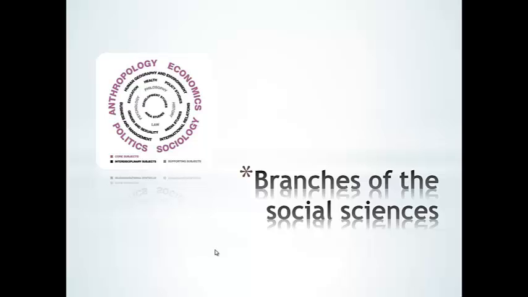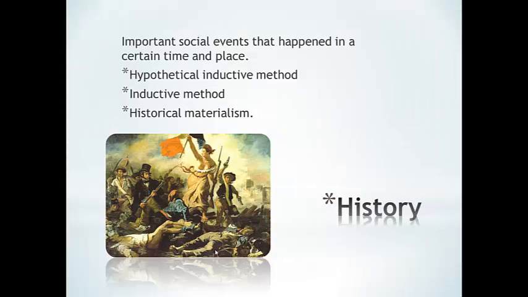Now, we're going to see the branches of the social sciences. The first one is history, and its subject of study is important social events that happened in a certain time and place. The methods of study are the hypothetical inductive method, and historical materialism.